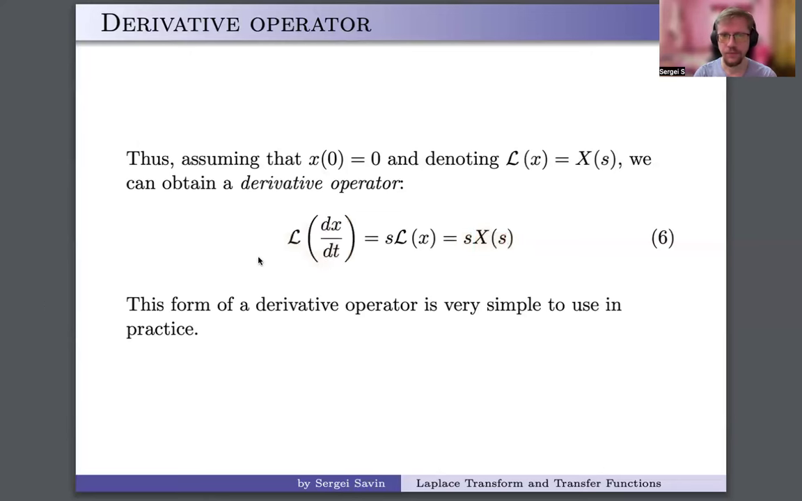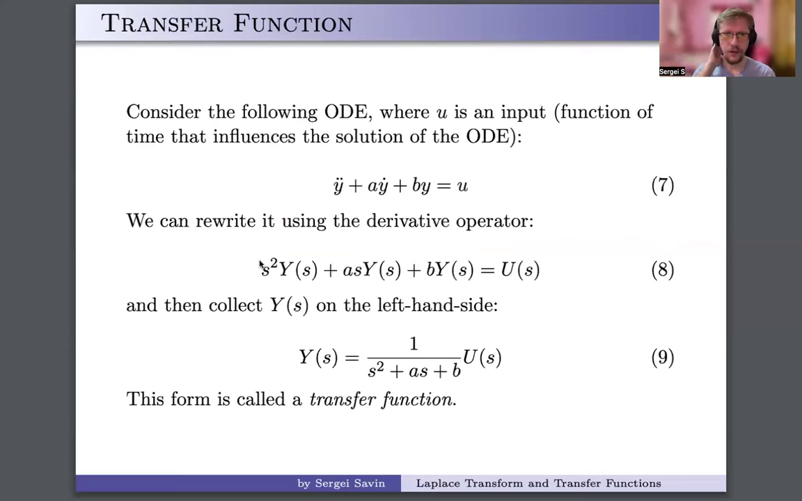Okay. Moving forward. So consider a couple of examples of ODEs. First, an ODE here with u as input. So u is just some kind of function of time. We can find the Laplace transform of this equation, and it would look like this.